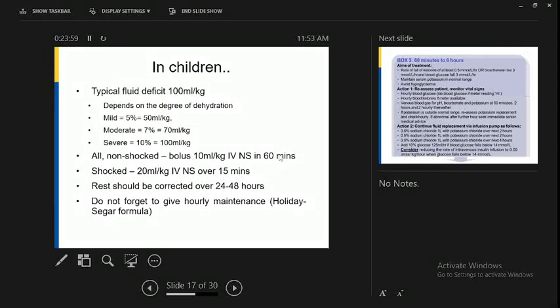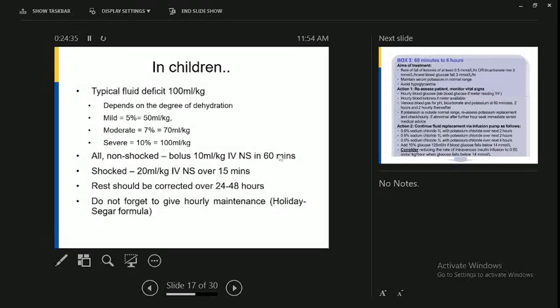So all non-shock patients, that is blood pressure more than 90, should receive a 10 milliliter per kg bolus in 60 minutes. And shock patients, like in sepsis, should receive 20 milliliters per kg IV normal saline over 15 minutes and reassess. The rest of the fluid management should be given over 24 to 48 hours, because in children there's a higher risk of cerebral edema with fast fluid correction and rapid changes in osmolality.